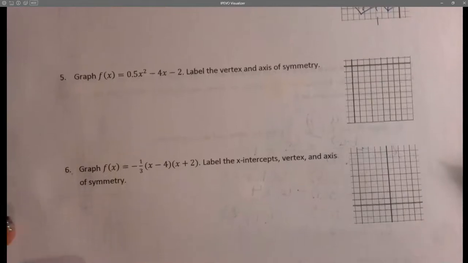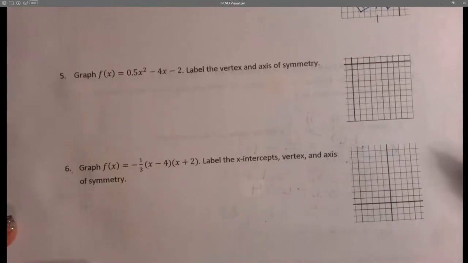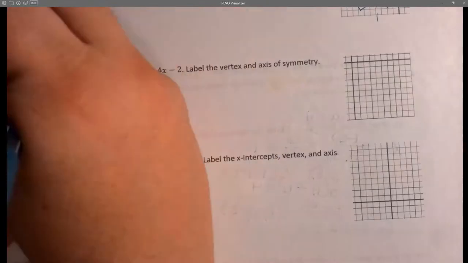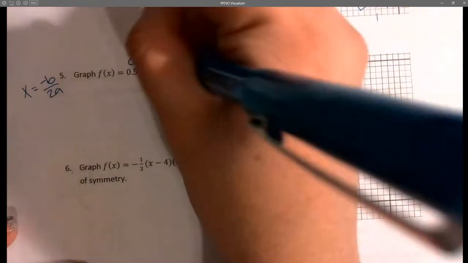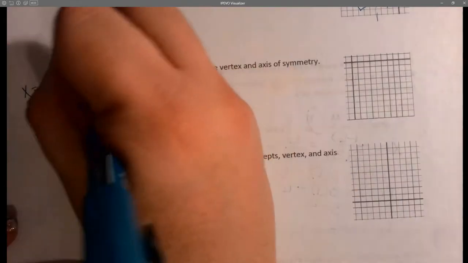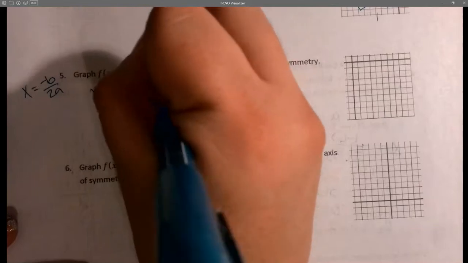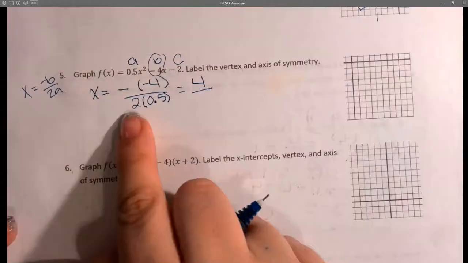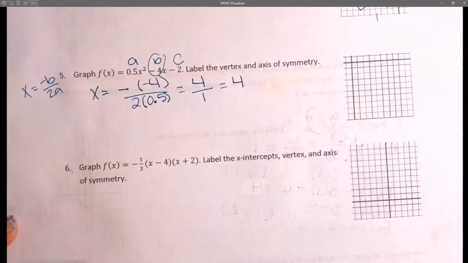Okay. For number 5, this one I am using the formula x equals -b/2a. So I want to go ahead and label them. I have a is 0.5, b is the -4, and c is the -2. C is not important for this formula. I have x equals -4 over 2 times my a value of 0.5. -4 is +4. 2 times a half is 1. 4 divided by 1 is 4.